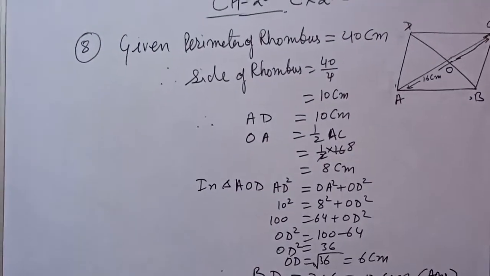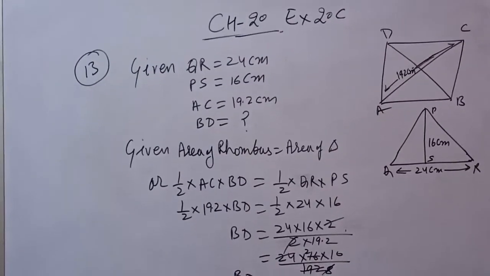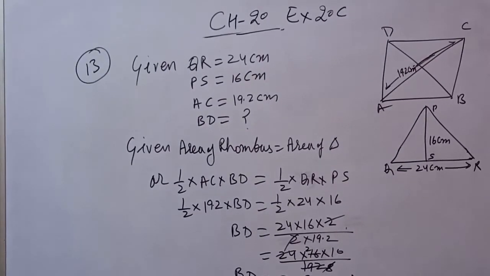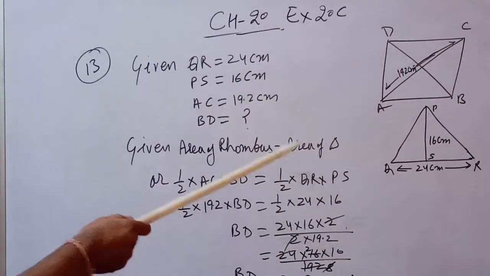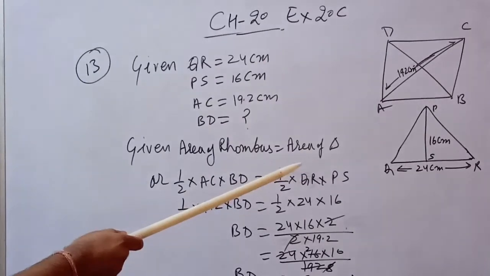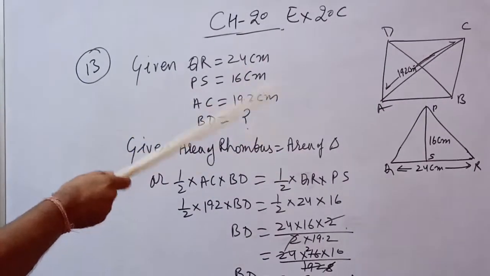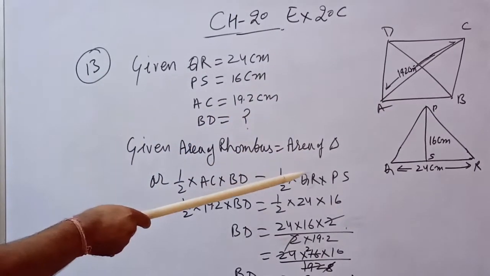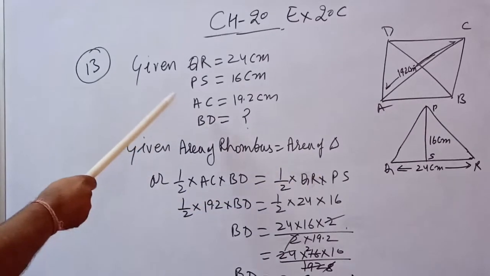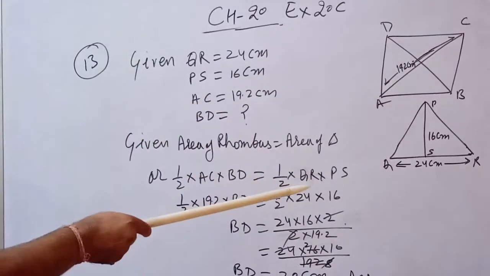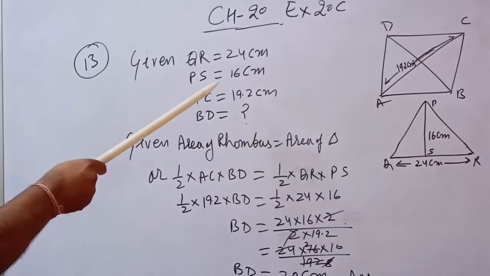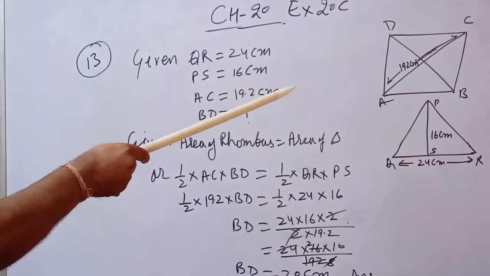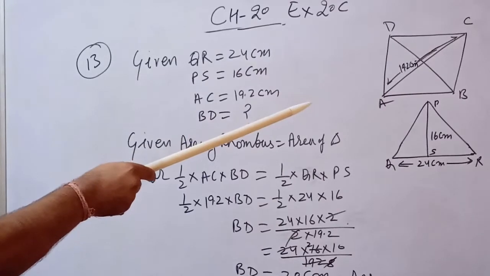So in that manner you can do sum number 8. Question number 13, in which the area of the rhombus is equal to the area of a triangle. I just made these two figures, the triangle and the rhombus. QR is 24 centimeter, that is the base of the triangle. PS, the altitude or height of the triangle, is 16 centimeter. AC is 19 by 2, one diagonal of the rhombus. BD is the other diagonal we have to find out.